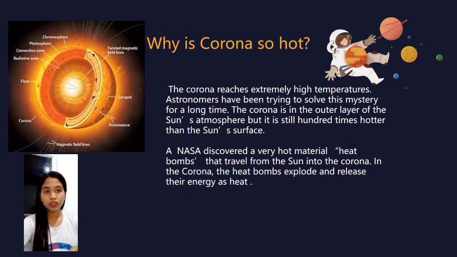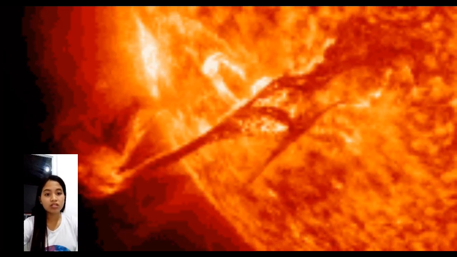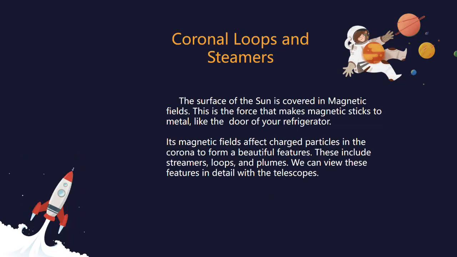Next layer is what we call the corona. But why is the corona so hot? The corona reaches extremely high temperatures. Astronomers have been trying to solve this mystery for a long time. The corona is the outer layer of the Sun's atmosphere, but it is still 100 times hotter than the Sun's surface. NASA discovered a very hot material called heat bombs that travels from the Sun into the corona. In the corona, the heat bombs explode and release their energy as heat.